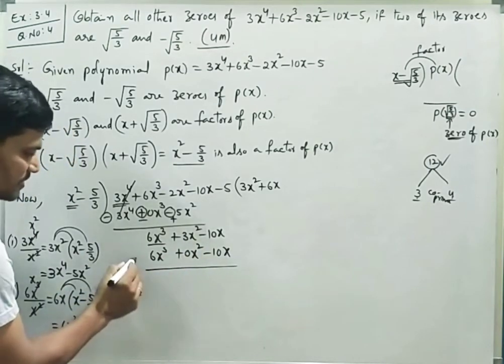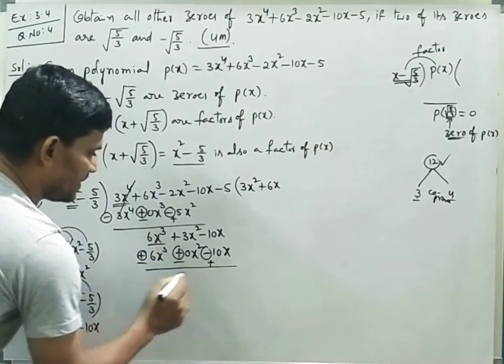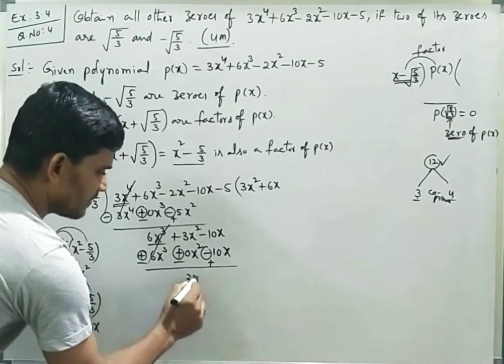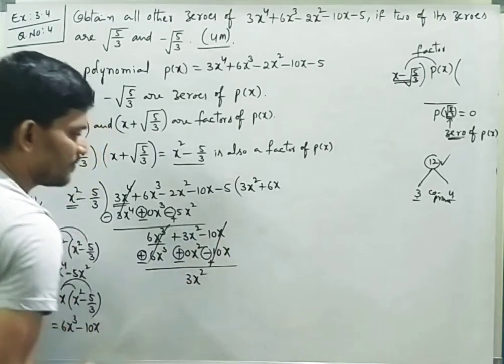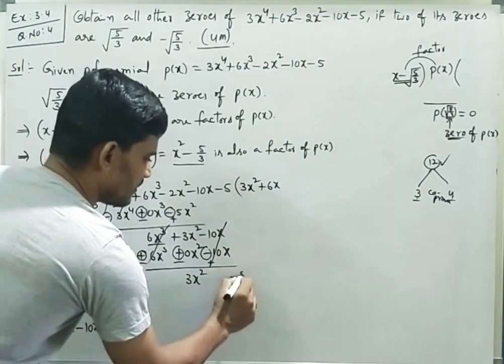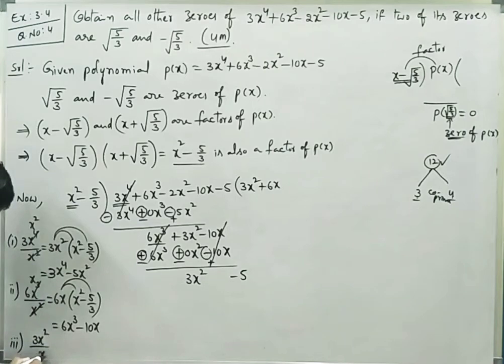And as we have to do the subtraction, let us change the signs. Minus plus gets cancelled. 3x square minus 0x square. 3x square minus 10x plus 10x gets cancelled. Let us brought down minus 5. And third step, highest degree term 3x square in the dividend and highest degree term in the divisor x square. So you would arrive 3.